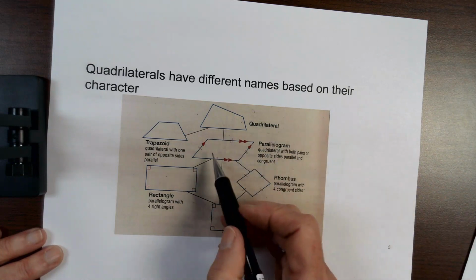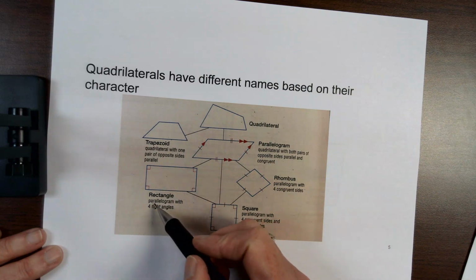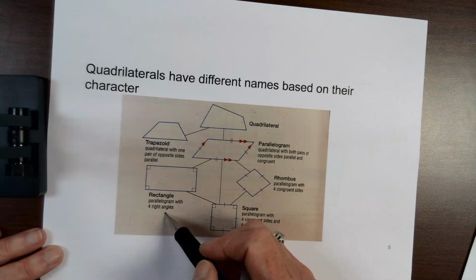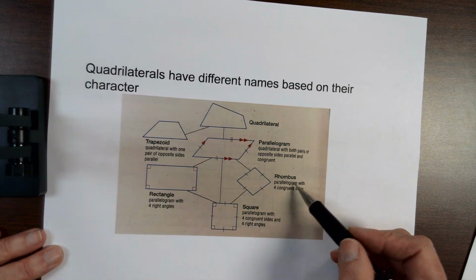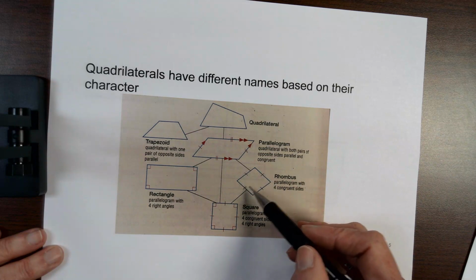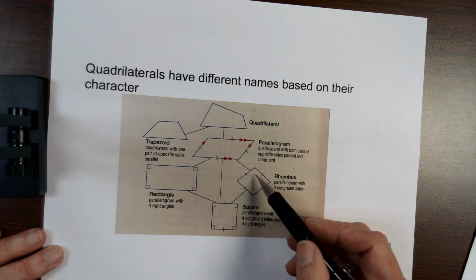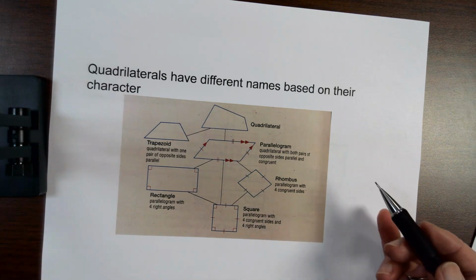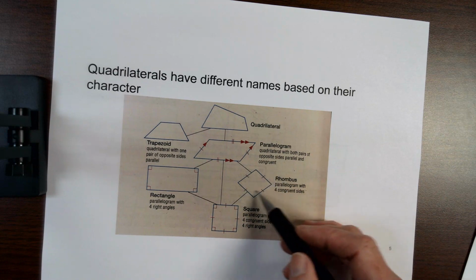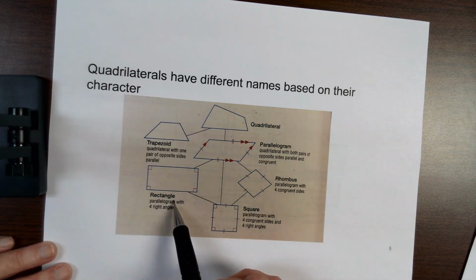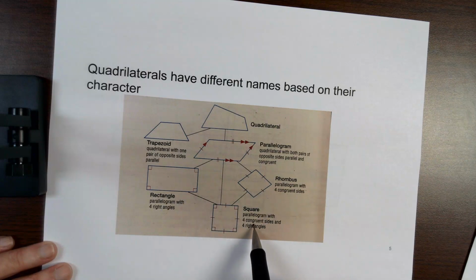Coming off of a parallelogram, you have a rectangle, which is a parallelogram, has all those characteristics, but it also has 4 right angles. A rhombus is a parallelogram with 4 congruent sides. Okay, so it doesn't have to have a 90-degree angle, but opposite sides are parallel and congruent, and all the sides are congruent. A square has all the characteristics of both a rectangle and a rhombus. So it has 4 congruent sides and 4 right angles.